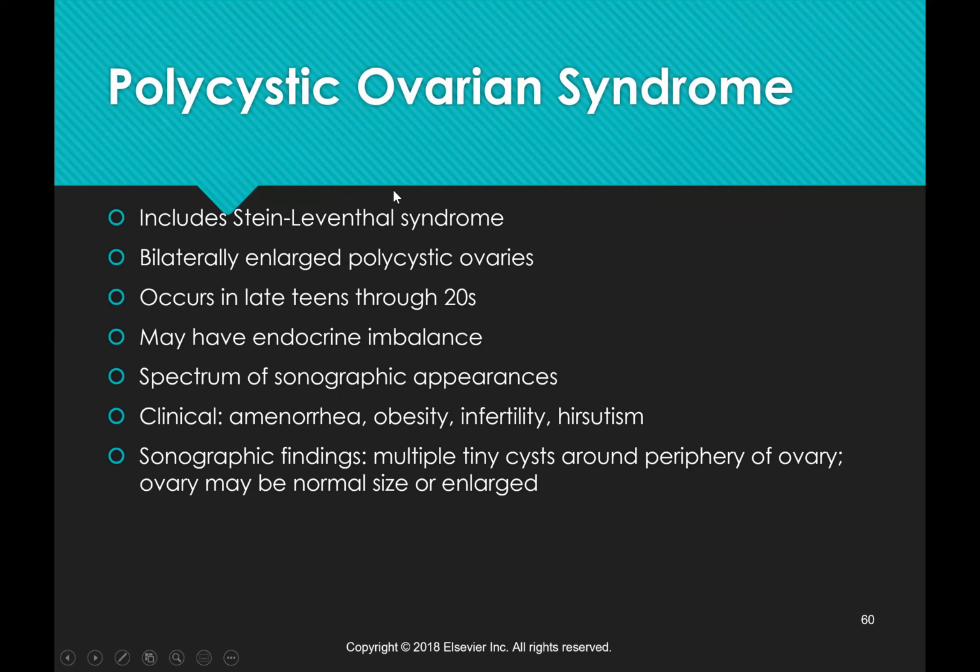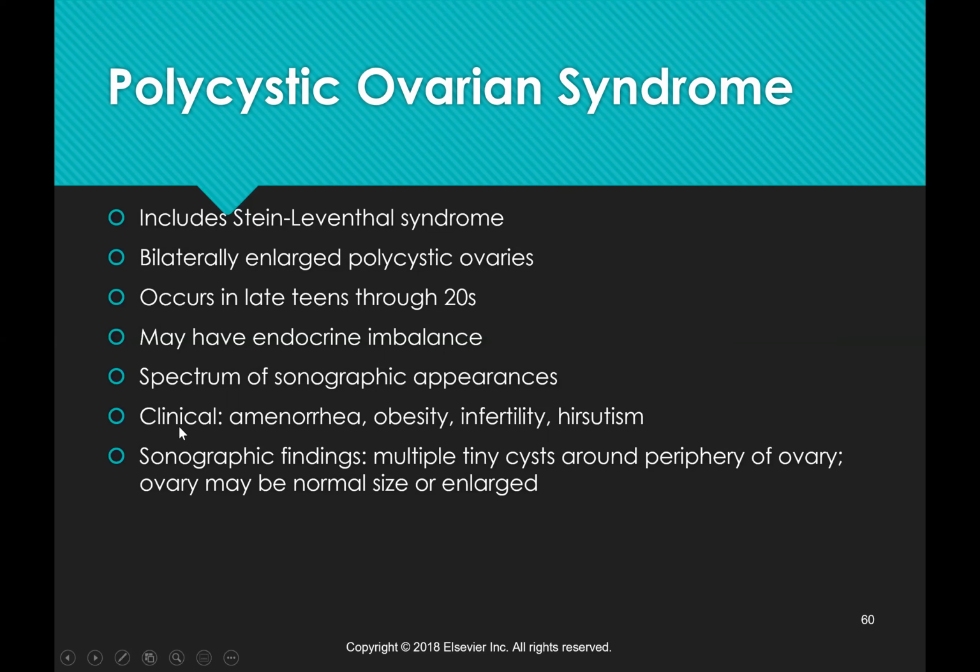Now, one of the main things I want us to look at today is polycystic ovarian syndrome. You need to know this. Probably one of the most important things for you to know. And it includes Stein-Leventhal syndrome. What happens is it's bilaterally enlarged polycystic ovaries. It occurs in the late teens through the 20s, and a patient may have endocrine imbalance. I'm sure you guys have heard of it. It's a pretty common syndrome, actually. And there's a spectrum of sonographic appearances.